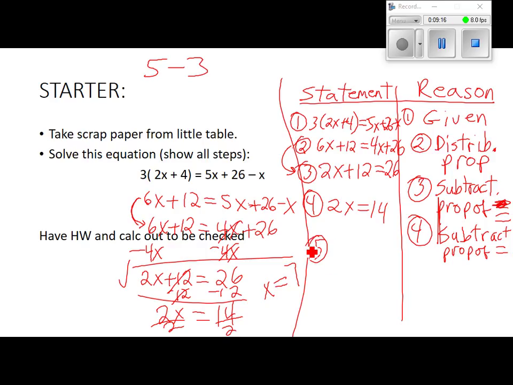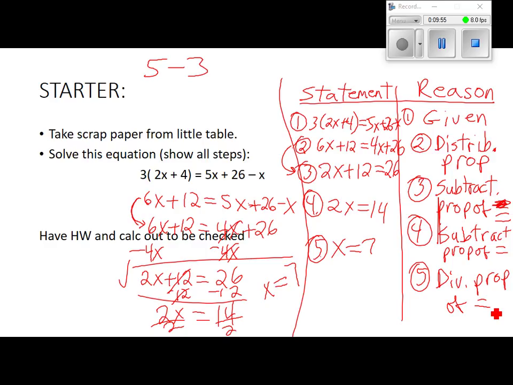Where did we go after we had 2x equals 14? So you came up with what? X equals 7. How did I go from 4 to 5? You divide. Now, give me the reason we're going to write down there. Think about these two that we just did. So you're not just going to write division. Is it division property of equality? Division, and then this one I'm going to abbreviate. Division property of equality.